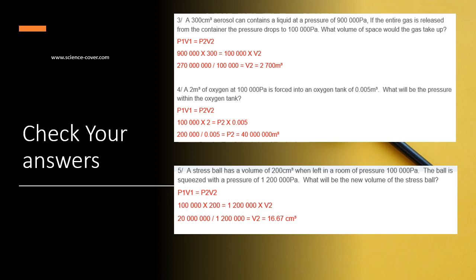2 meters cubed of oxygen at 100,000 pascals is forced into an oxygen tank of 0.005 meters cubed. What will be the pressure within the oxygen tank? So we can set up our equation P1V1 equals P2V2. P1 is 100,000 and we're multiplying it by a volume of 2 meters cubed. We want to find P2, but we've got to multiply that by 0.005. So 200,000 divided by 0.005 gives us P2, which is 40 million pascals.